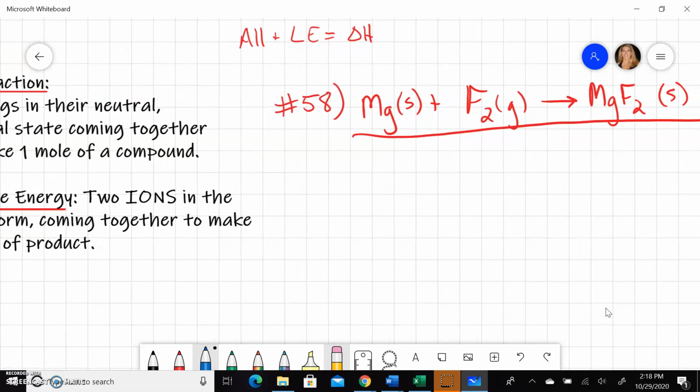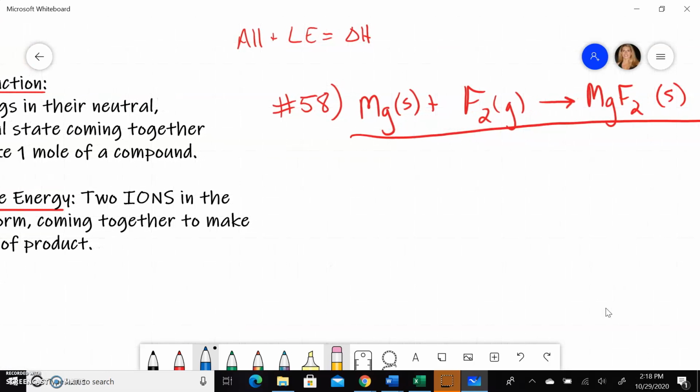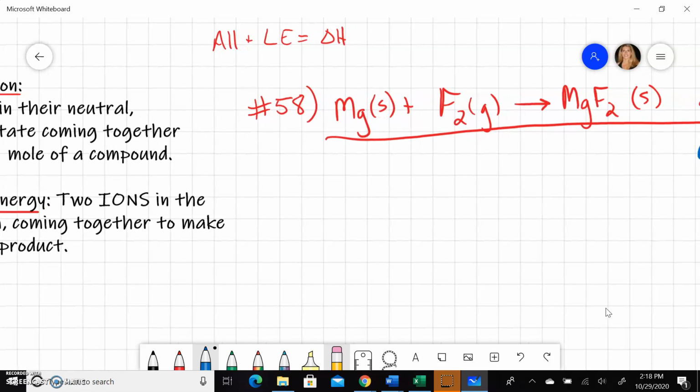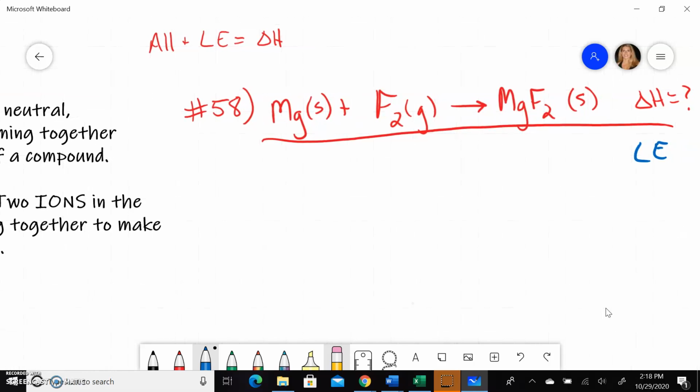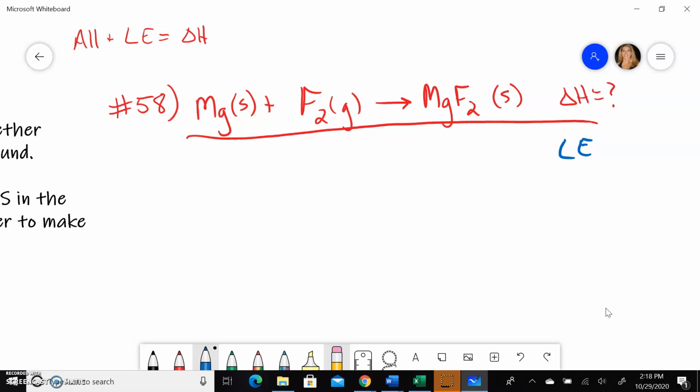And then they're going to come together to make a solid. Don't forget to cross your charges. And it's just the solid compound. So this red equation is the delta H equation. The next thing you want to do is to write out the lattice energy equation. So remember, for lattice energy, you're still going to form 1 mole of the solid compound. So the product will be the same for delta H and for lattice energy.